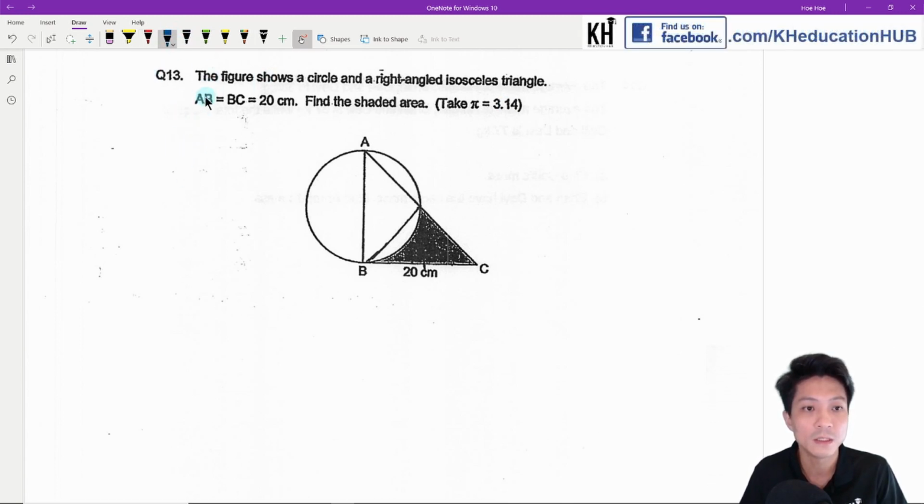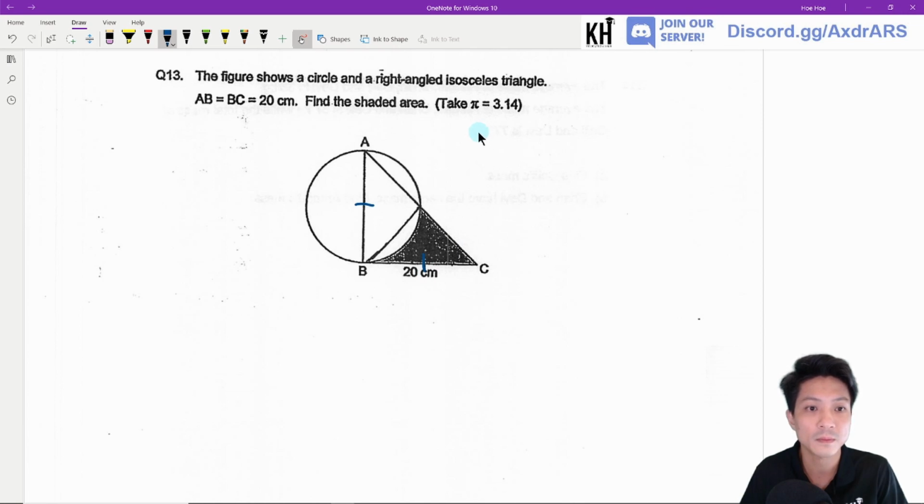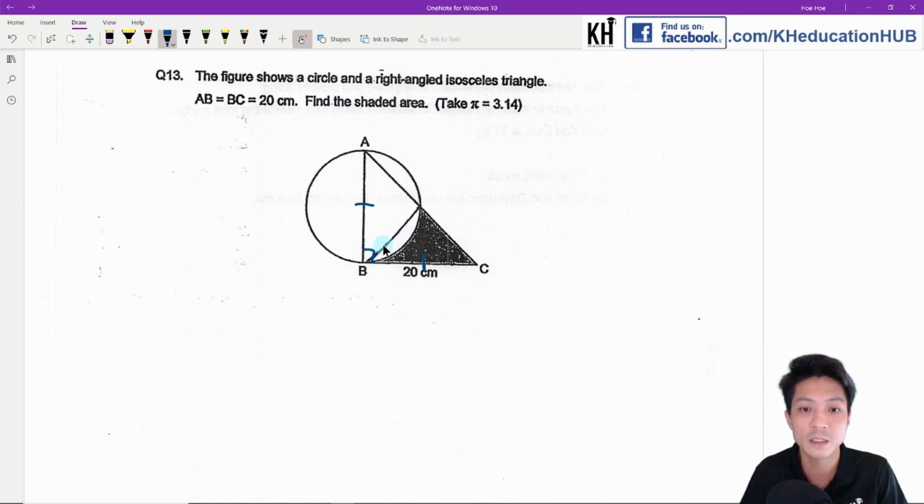Question 13. The figure shows a circle and a right angled isosceles triangle. I think the isosceles triangle is this and this. Then this is the right angle. AB is equal to BC, which is 20 cm. Find the shaded area.